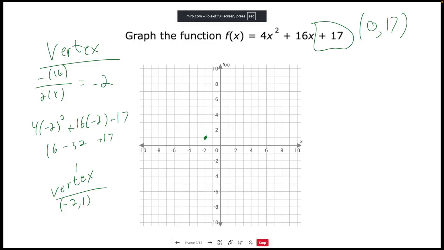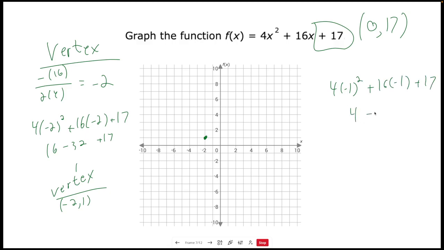My suggestion would be try numbers that are close to your vertex. So you know at negative 2 you hit 1. So let's try negative 1. Let's see what happens if we plug in negative 1. Going back to your function, 4 times negative 1 squared plus 16 times negative 1 plus 17. This would give me 4 minus 16 plus 17, which is negative 12 plus 17, which is 5. And so when we plug in -1, we get 5.